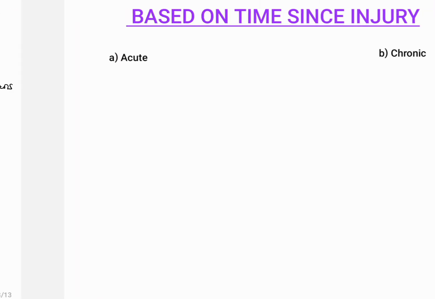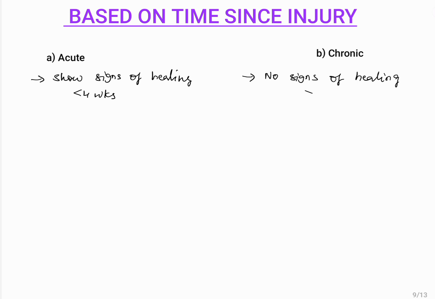Now let us come to the next classification which is based on time since injury, which includes two major classes, acute and chronic. Acute wounds are the type of wounds which show signs of healing within the period of less than 4 weeks, whereas chronic wounds don't show any signs of healing even after a time period of more than 4 weeks. This is the major difference between the acute wounds and chronic wounds.